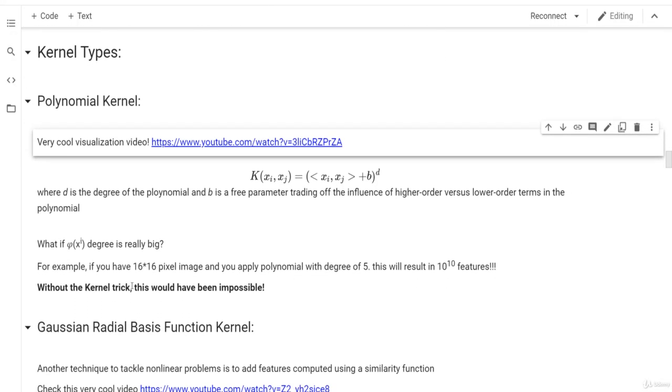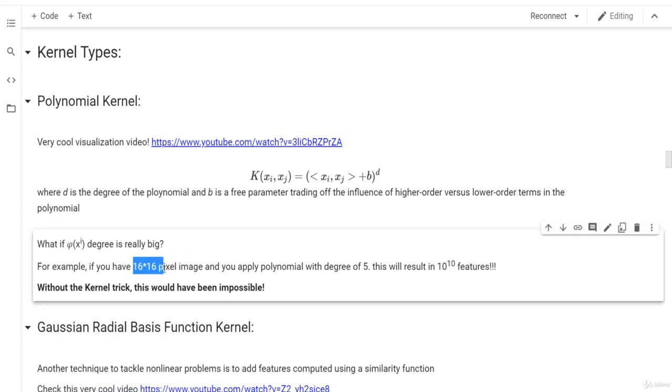And let's take an example. What if the degree is really big? Let's say we have a 16 by 16 pixel image. This is a very small image, by the way. It's not a very big image or even a medium image. It's a very, very small image, a 16 by 16 pixel image.